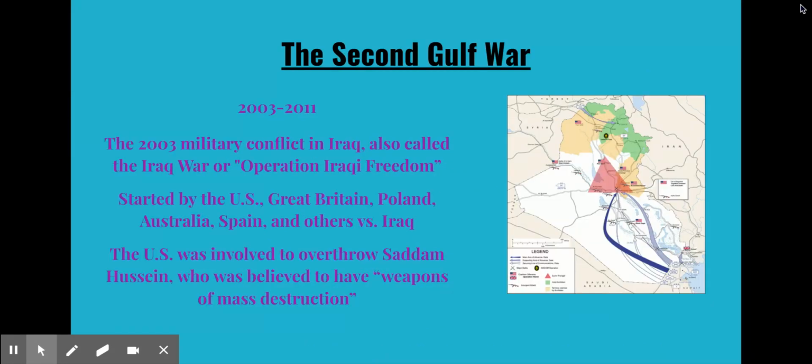The last international conflict of study is the Second Gulf War, lasting from 2003 to 2011. This conflict was started by the United States, Great Britain, Poland, Australia, Spain, and other countries versus Iraq. The U.S. was involved to overthrow Saddam Hussein, who was believed to have weapons of mass destruction.